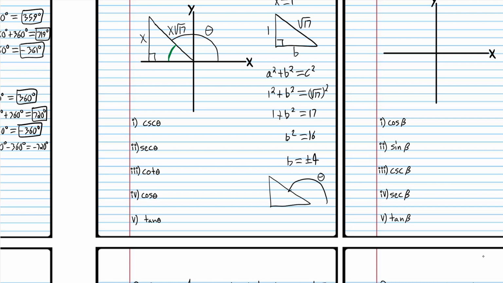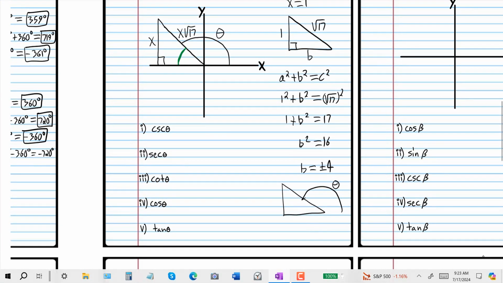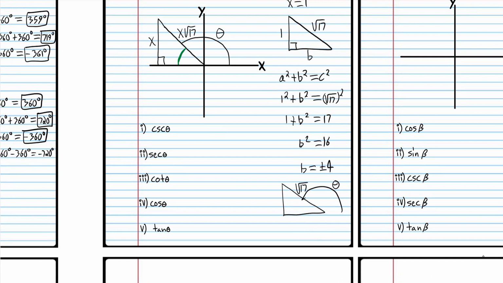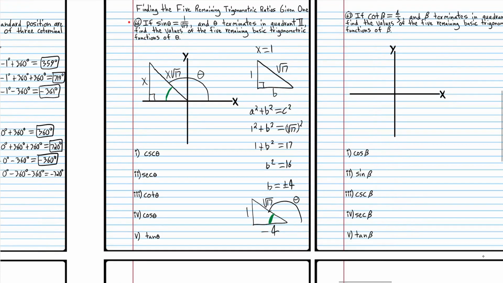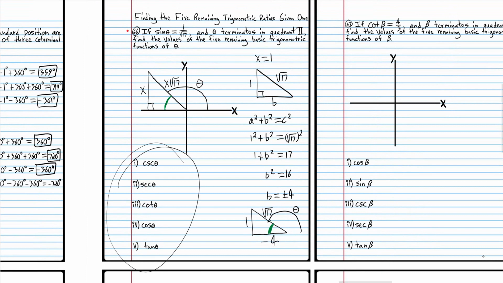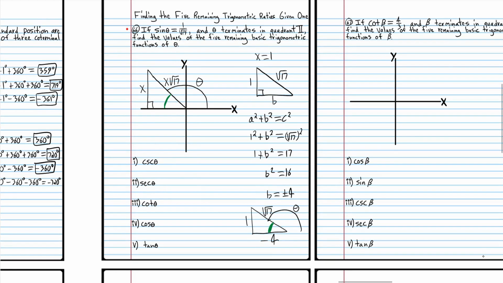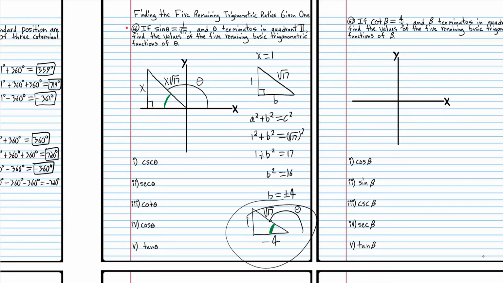So we can rewrite the triangle. We have theta, and this side is root 17, this side is 1, and this side is negative 4. This is the triangle that we're going to use with our green reference angle to calculate all of the remaining values. We know that sine theta is 1 over root 17, but now we have to find all the other values. That's how we do this. We just use this triangle that we came up with from this information here.